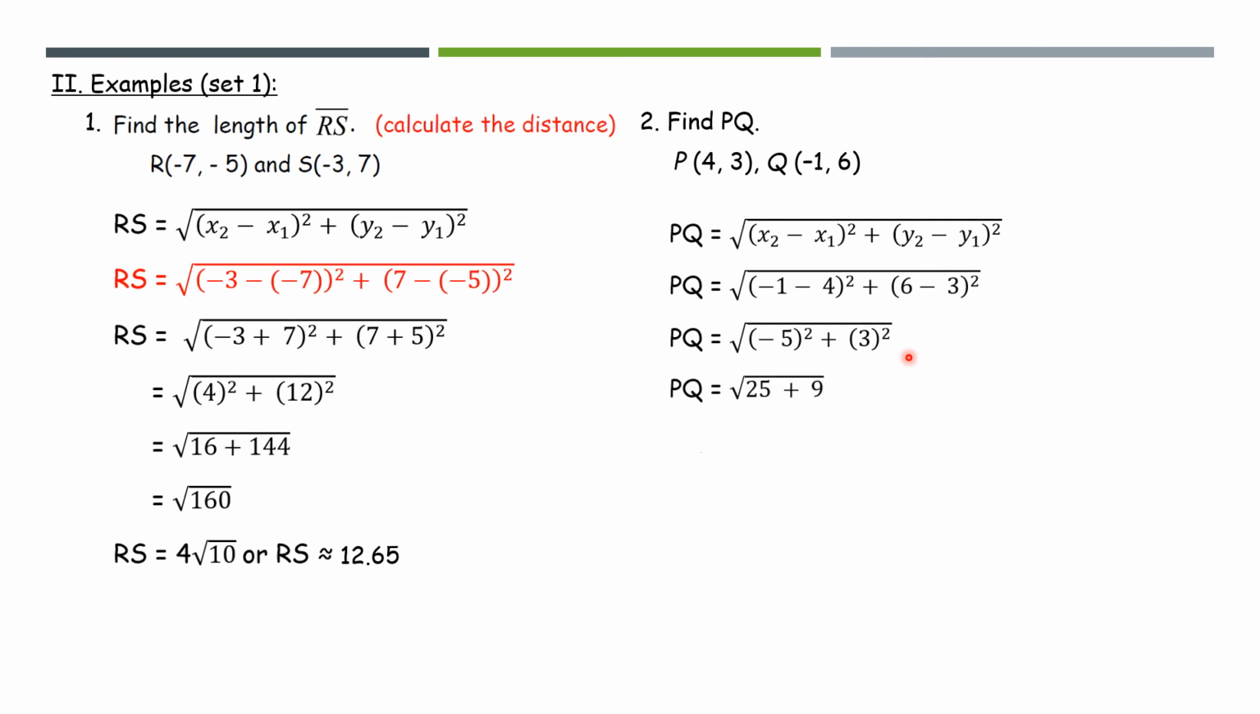Continue with the order of operations. So PQ equals the square root of 25 plus 9, which equals the square root of 34. Now 34 is not a perfect square, and it does not have a perfect square in it because it's 17 times 2. So we're just going to turn it into a decimal. It's approximately 5.83. So make sure you write the formula. Make sure you substitute. Then do order of operations. If you got something like the square root of 25, then you would want to go ahead and make that a 5.